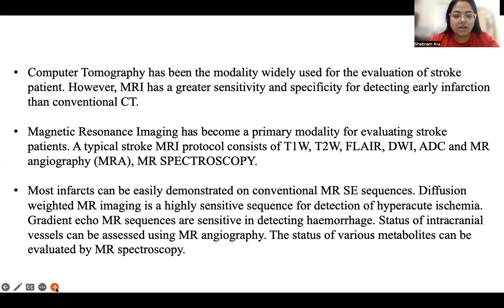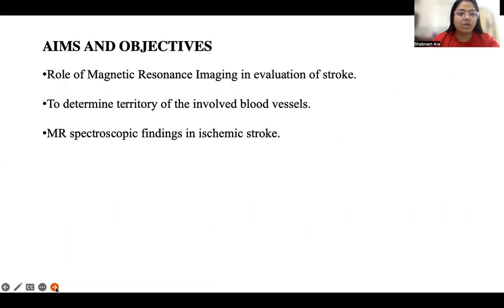Diffusion-weighted MR is highly sensitive for detection of hyperacute ischemia. GRE is used for hemorrhages. Status of vessels can be assessed by MR angiography. Status of various metabolites can be evaluated by MR spectroscopy. The aims and objectives: the role of MRI in evaluation of stroke, to determine the territory of involved blood vessels, and to study MR spectroscopy findings in ischemic stroke.